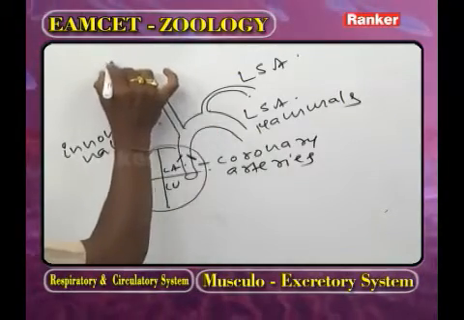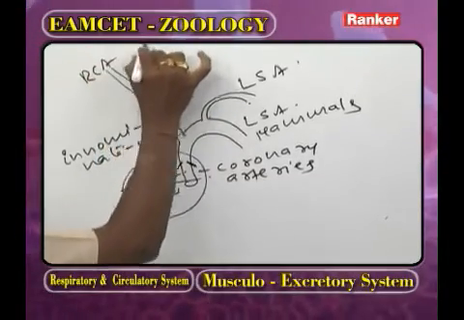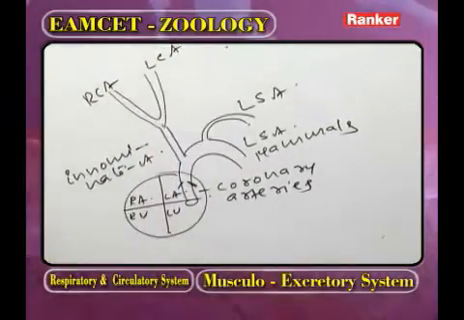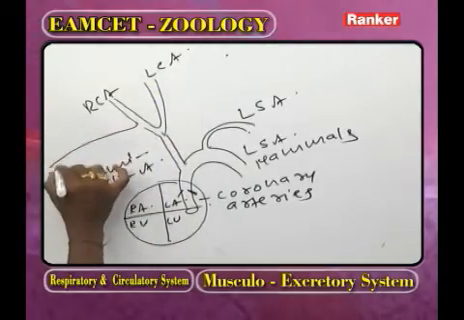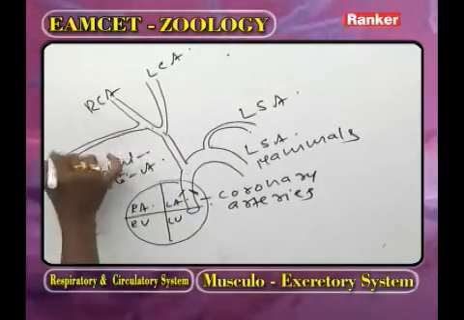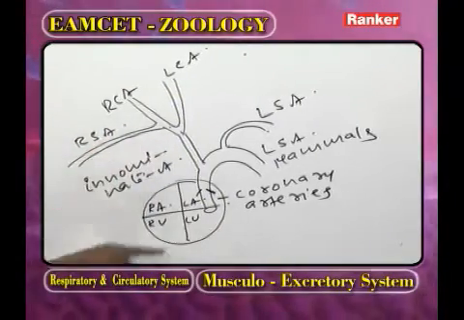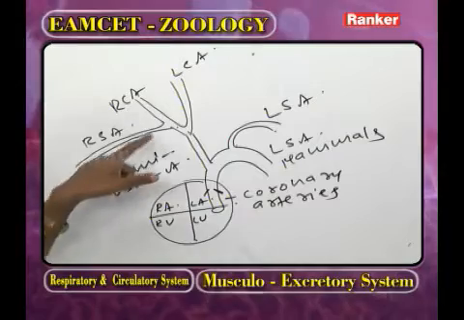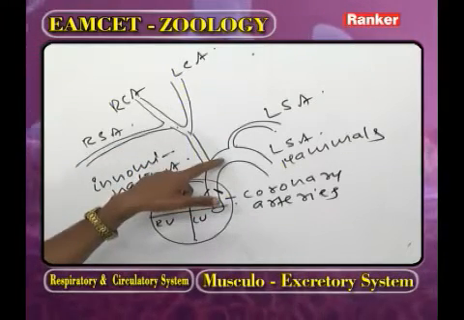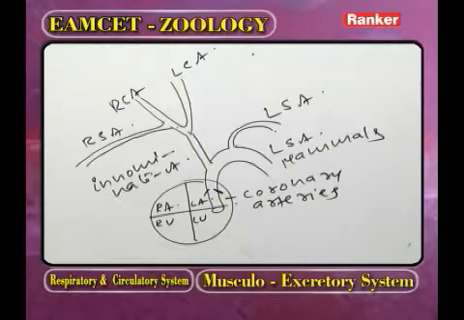Now it divides into the right carotid artery and left carotid artery. Now from the base of the right carotid artery, what will arise? The right subclavian artery. Now observe the diagram. Here the right subclavian artery does not arise from the left systemic arch. It arises from the base of the right carotid artery.